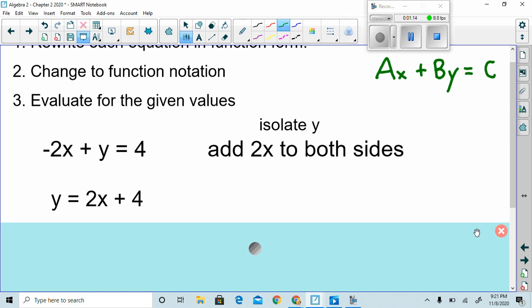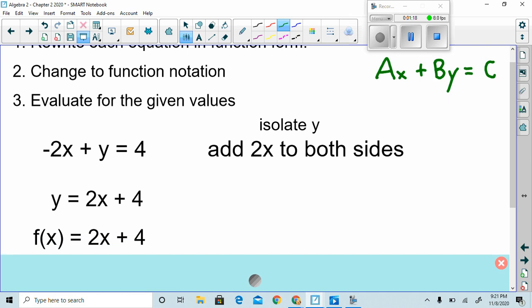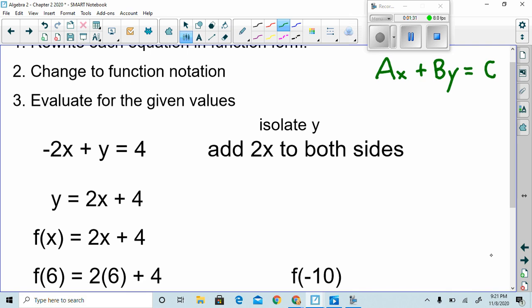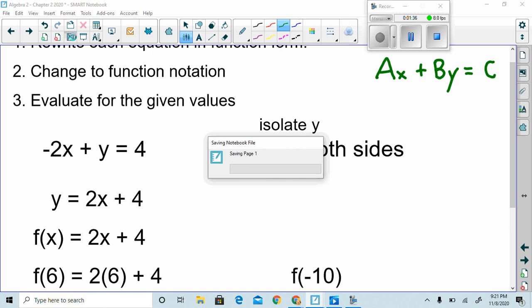Now we're going to then take function form and change it into function notation, f of x. We're replacing y with this notation f of x. So it hasn't changed what the expression is, it just changes the look. Now we want to evaluate. Let's evaluate twice. We'll start first with when f is at 6.